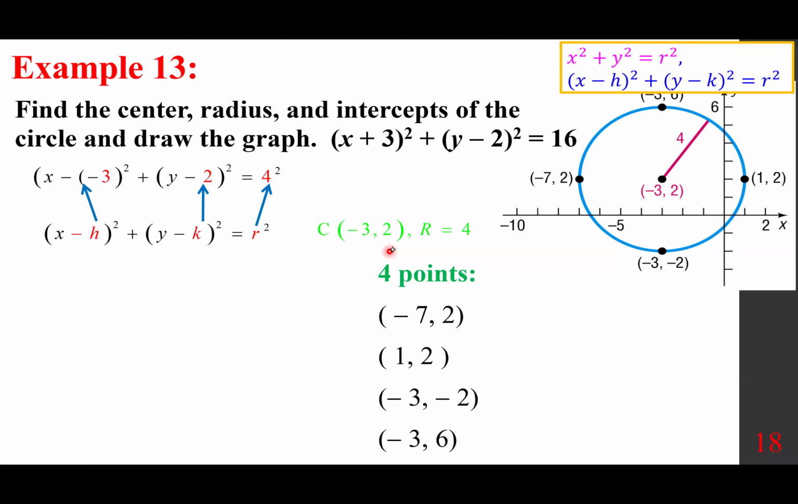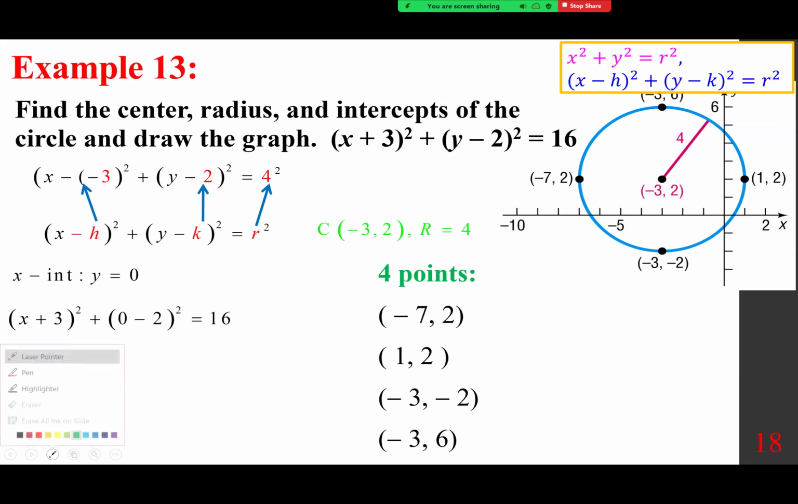Now, to find intercepts, to find x-intercepts, set y equal to 0. Which means into this equation, replace the y with 0. This is 4 subtracted, you get 12. X plus 3 squared is 12. X plus 3 is plus minus square root of 12.